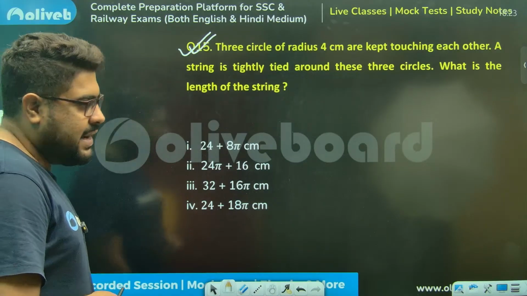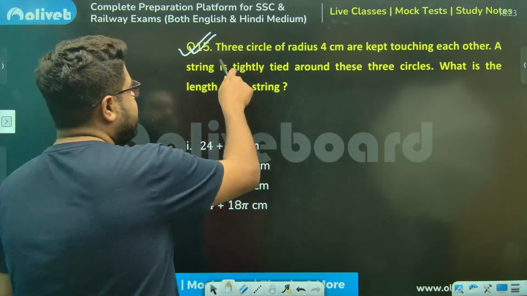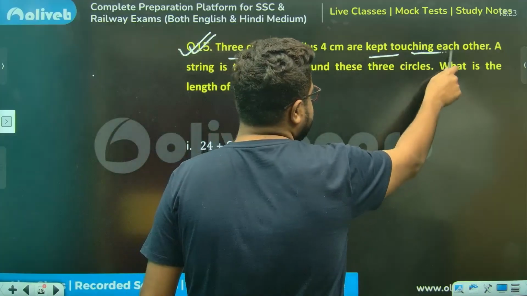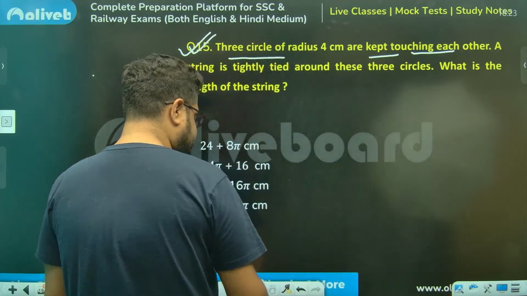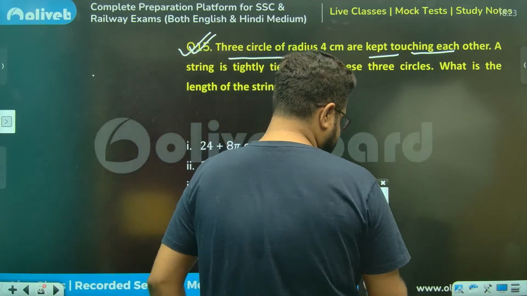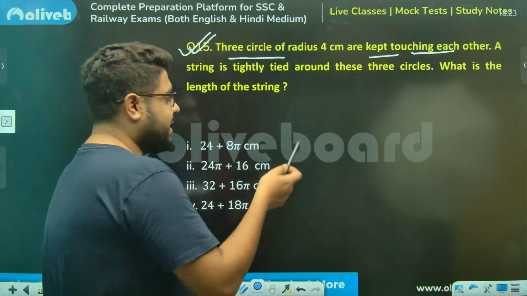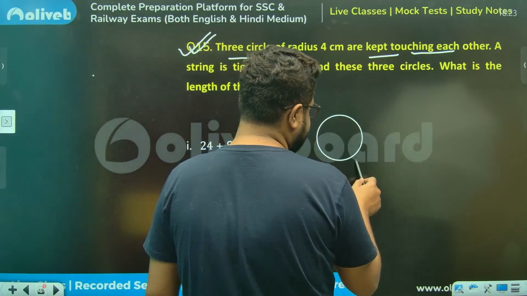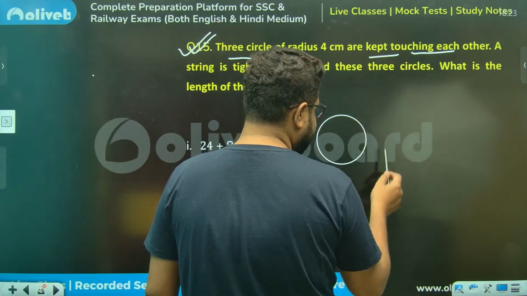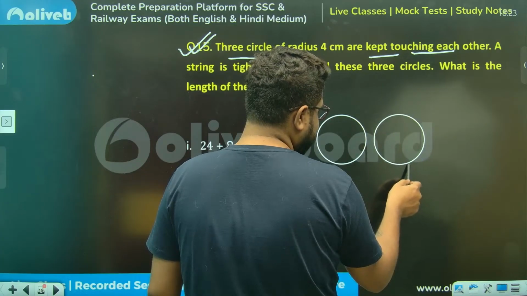Let's see how this will work. Three circles are kept touching each other. In my foundation batches, I have done this question, but those were 4 circles. Here it's three circles. Okay, that's fine.